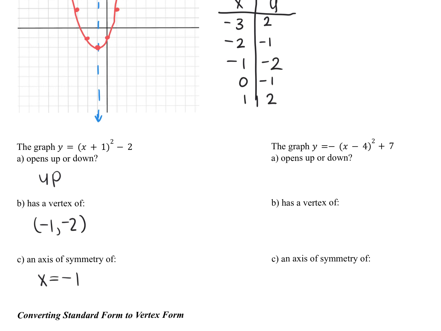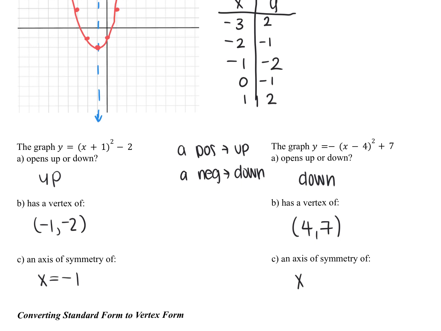Now let's look at a different example. y equals -(x minus 4) squared plus 7. So a is still here, it just is in front of the parentheses instead of in front of the x squared term. So again, if a is positive, it opens up, and if a is negative, it opens down. We have a negative in front of our parentheses, so it opens down. For the vertex, it's going to be at (4, 7), and then for my axis of symmetry, we'll have x equals 4.